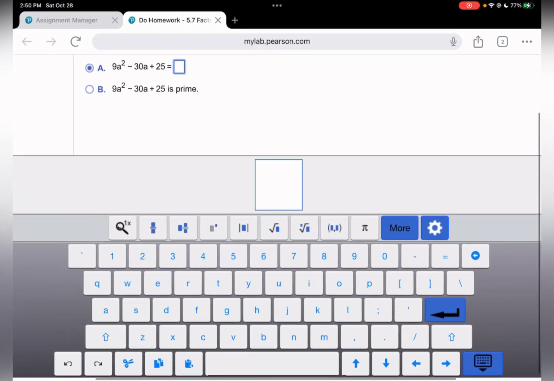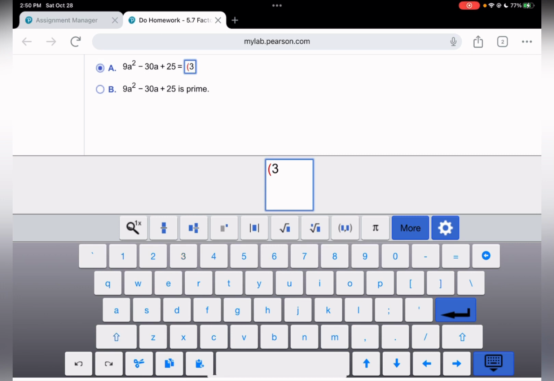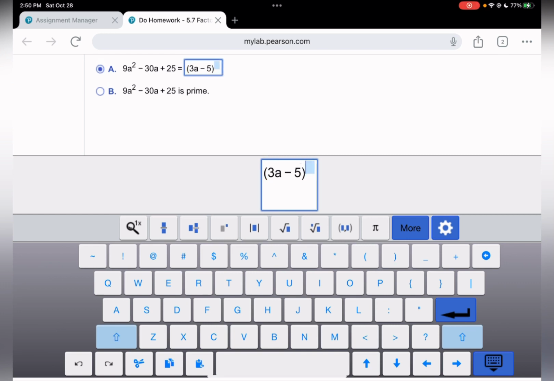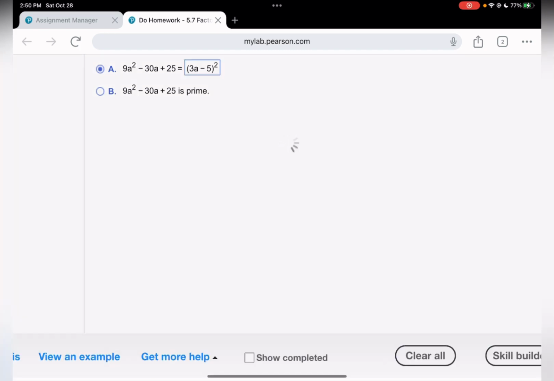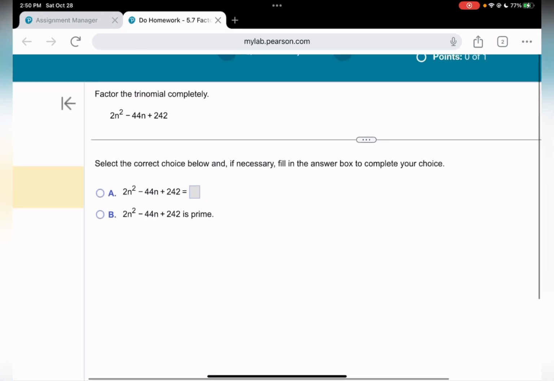Zoom it. Parentheses, 3a minus 5, to the power 2. There we go. Bingo. Moving to the next question.